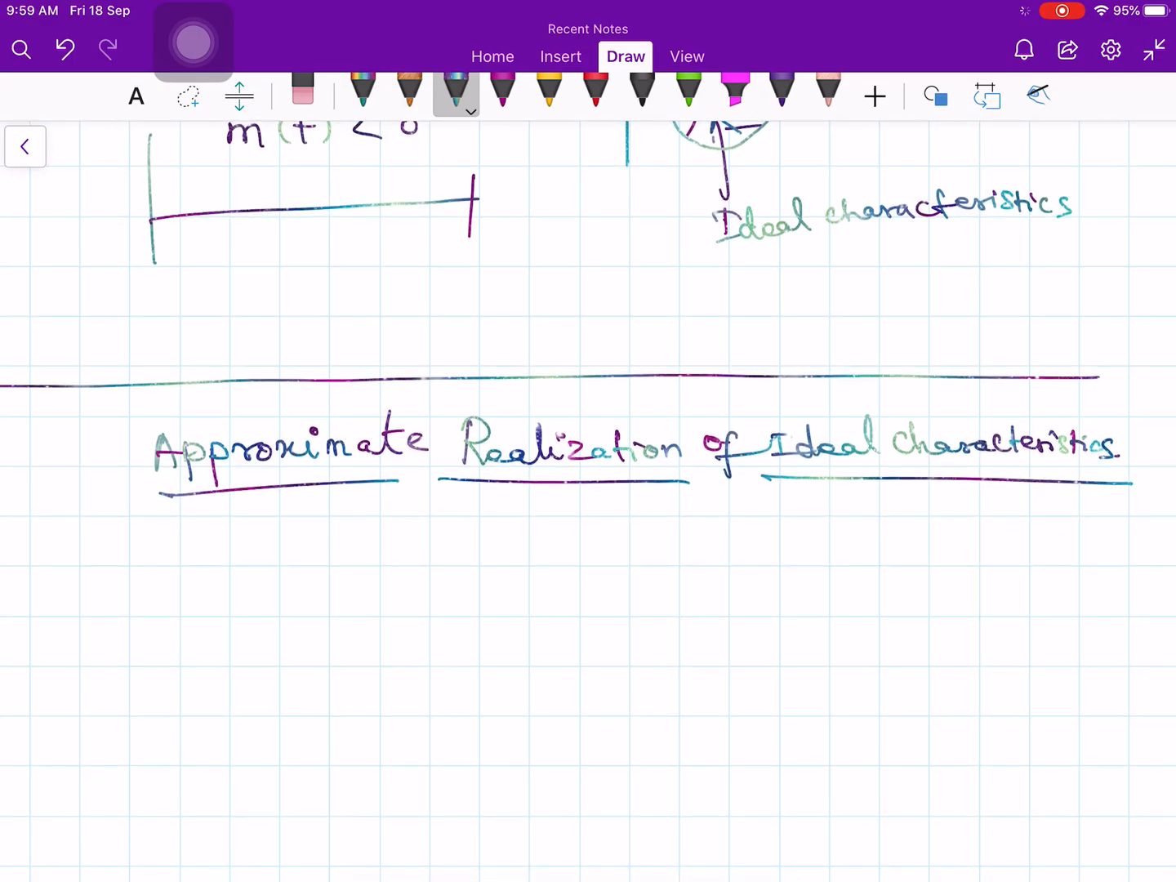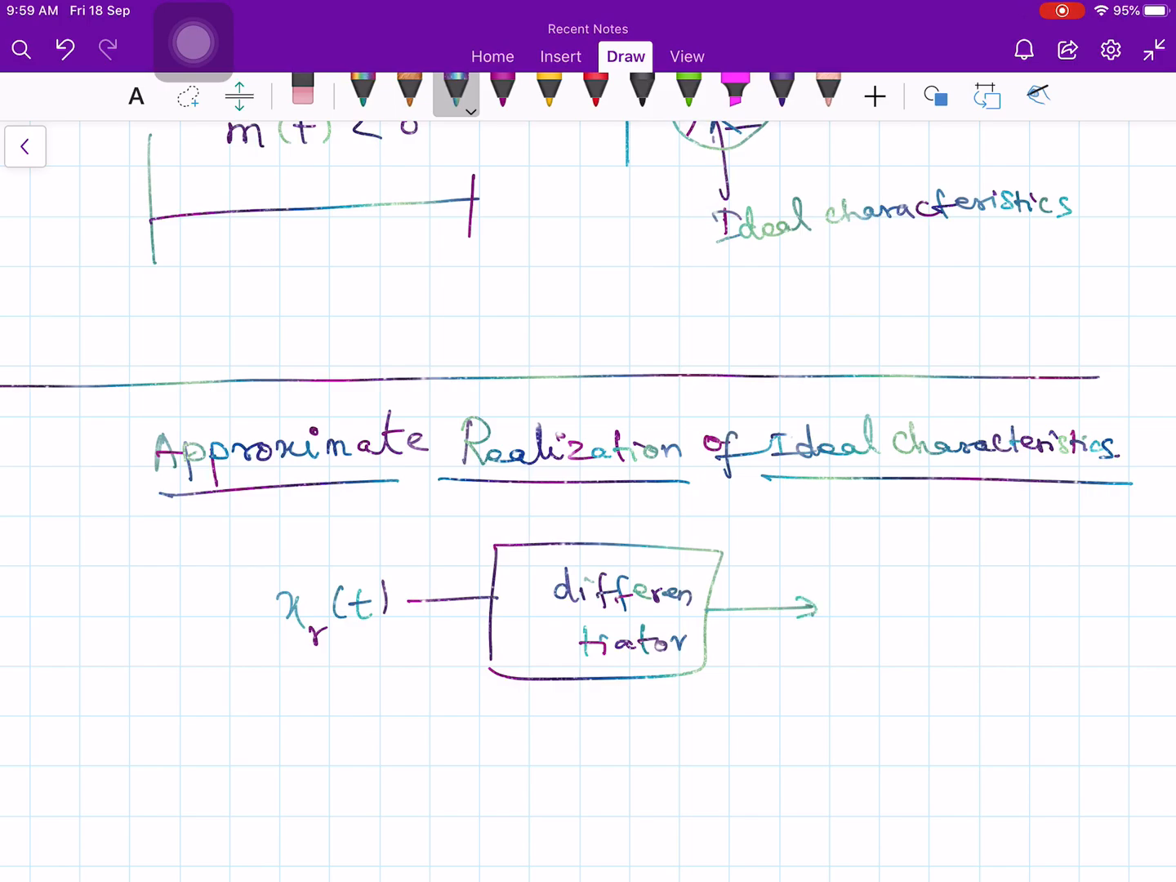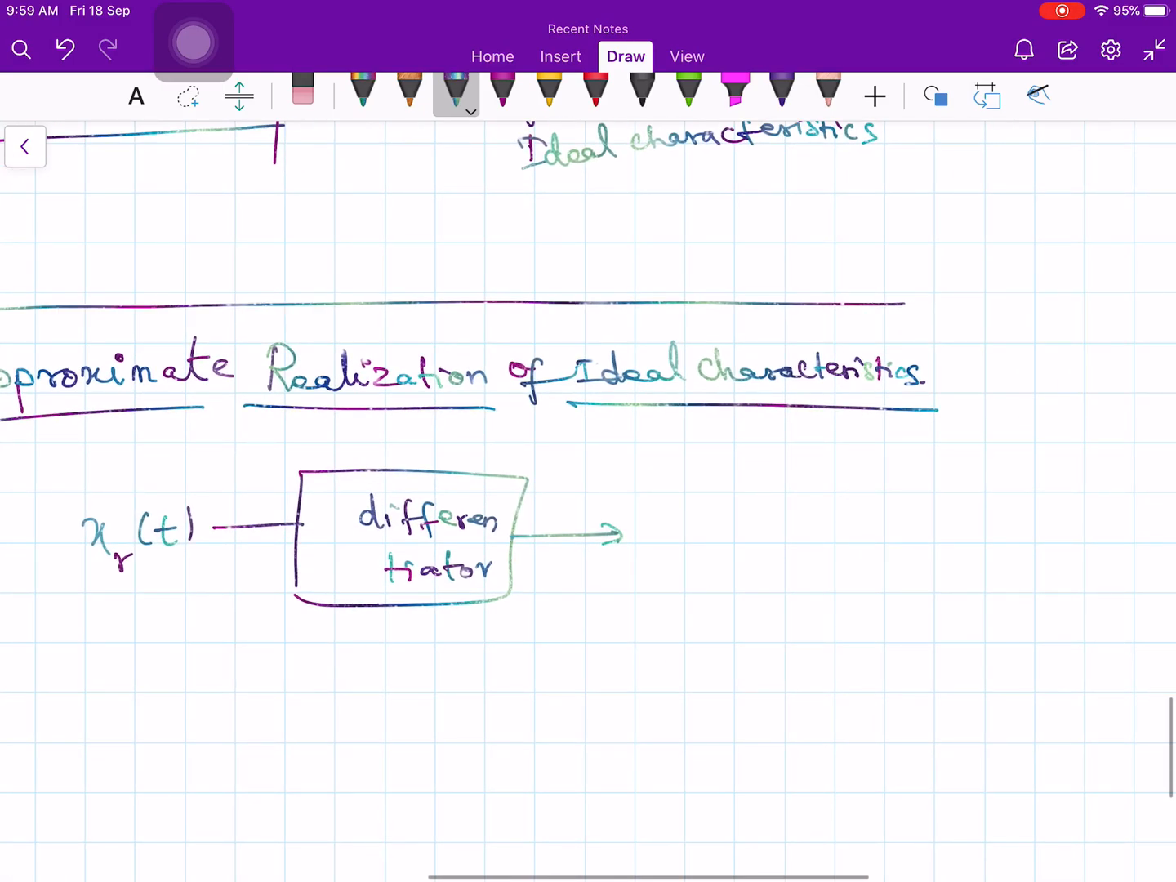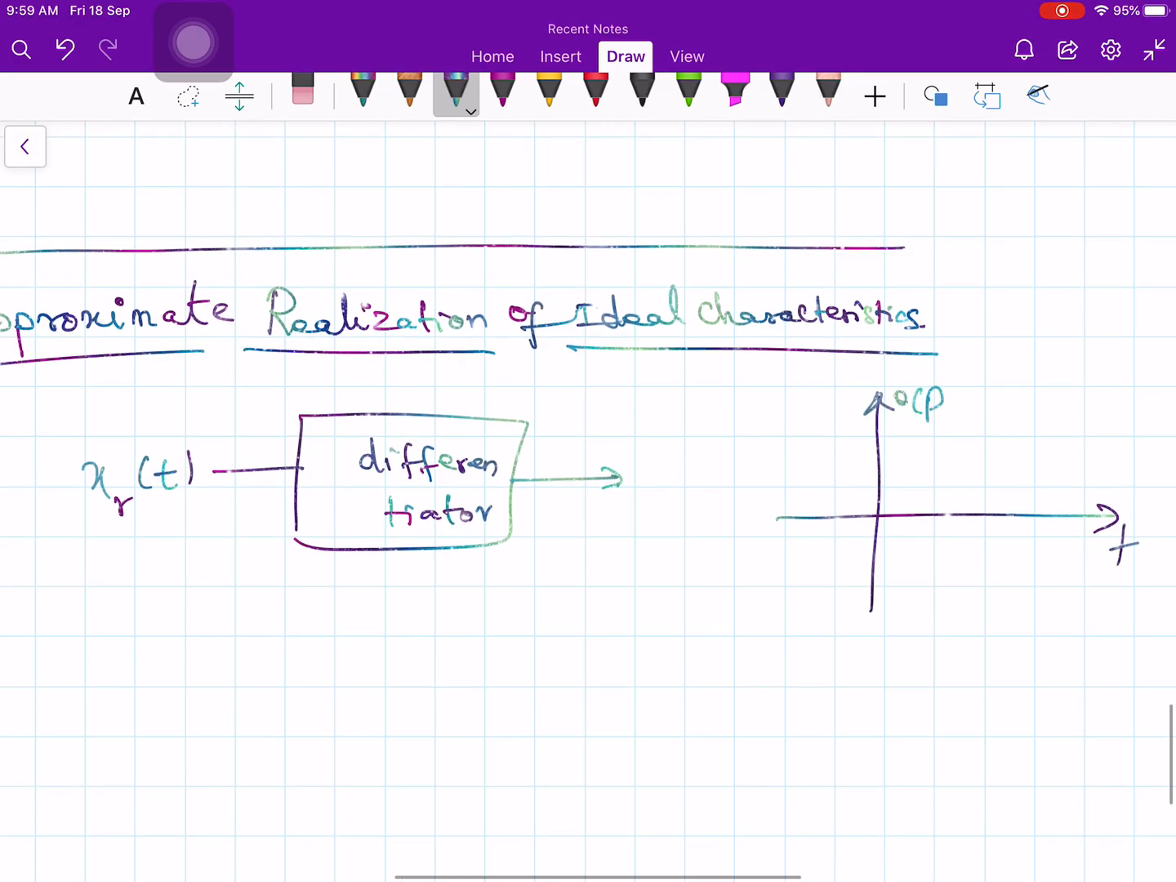One simple approximation can be obtained as follows. Take your received signal, which is x suffix r of t, and pass it through a differentiator. Now you have a system whose output linearly depends on the input frequency, right? What is your ideal characteristic? This is f, and the output voltage depends linearly on the input frequency. If the input frequency is 0, the output is 0. If the frequency increases, it gives a positive voltage. If the frequency is negative, it gives a negative voltage.